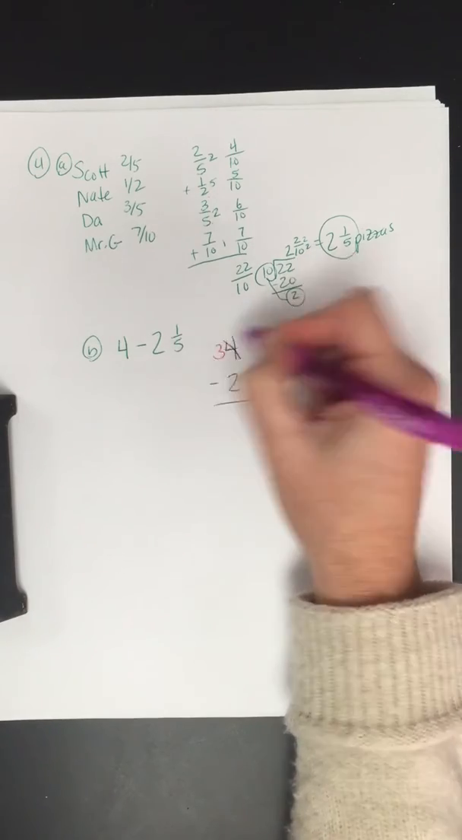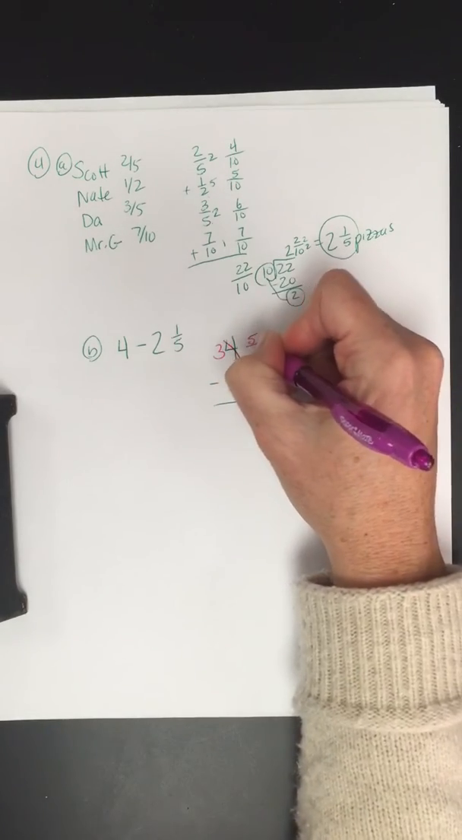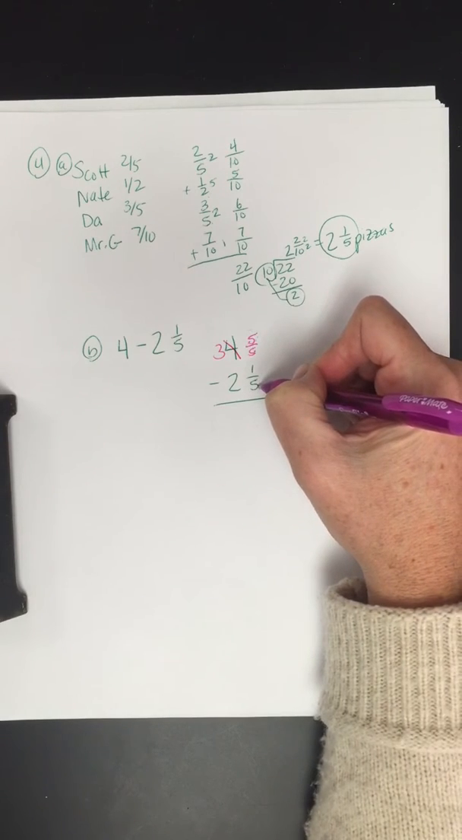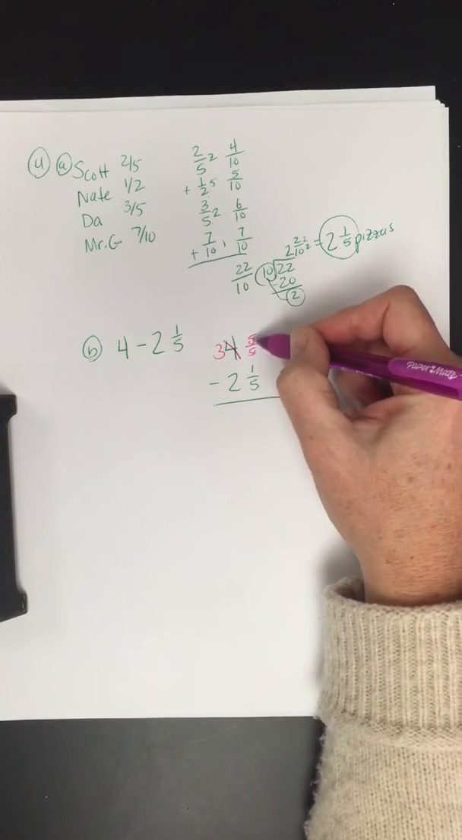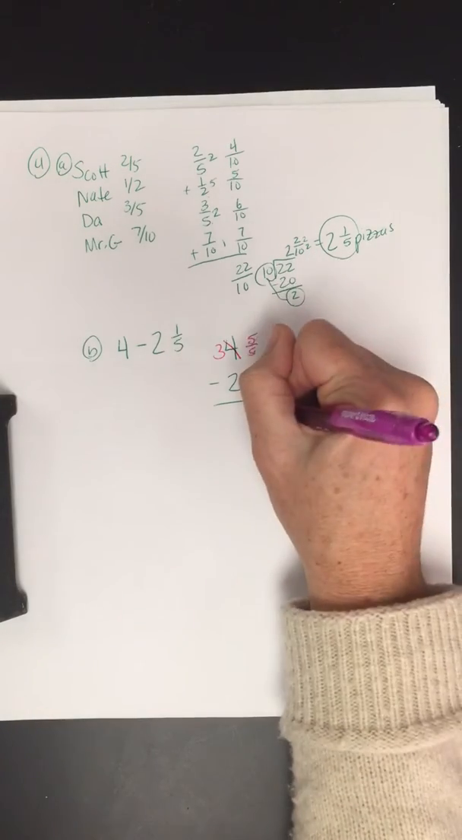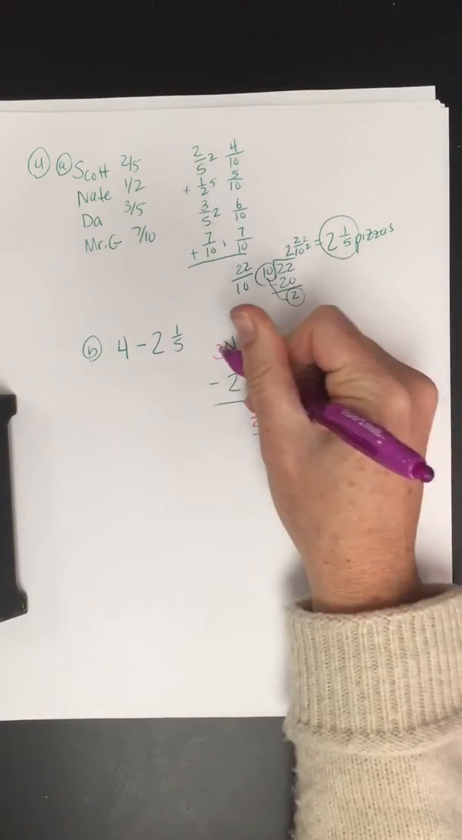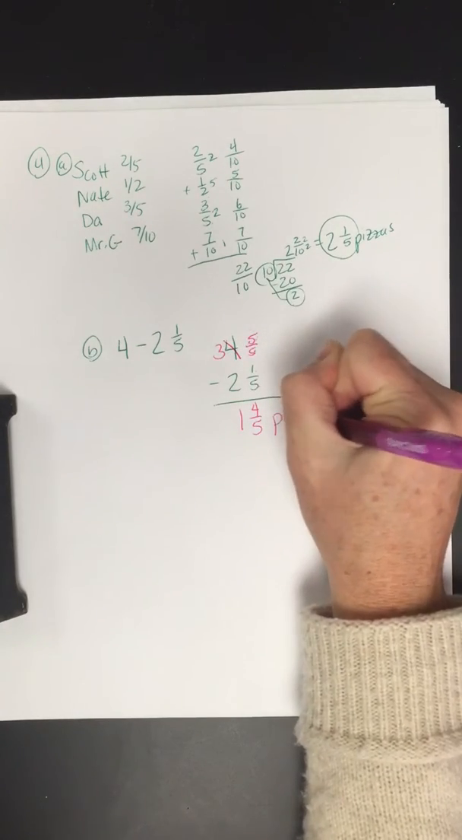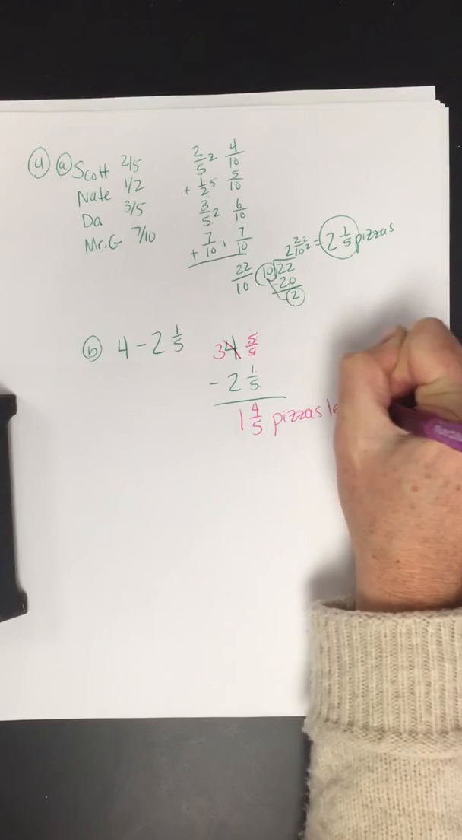So I'm going to borrow from the 4 and make it a 3. And I'm going to add 5/5 here. I chose 5/5 because this is a 5. And it equals 1, which is what we borrowed from here. 5/5 minus 1/5 is 4/5. 3 minus 2 is 1. So we say 1 4/5 pizzas left.